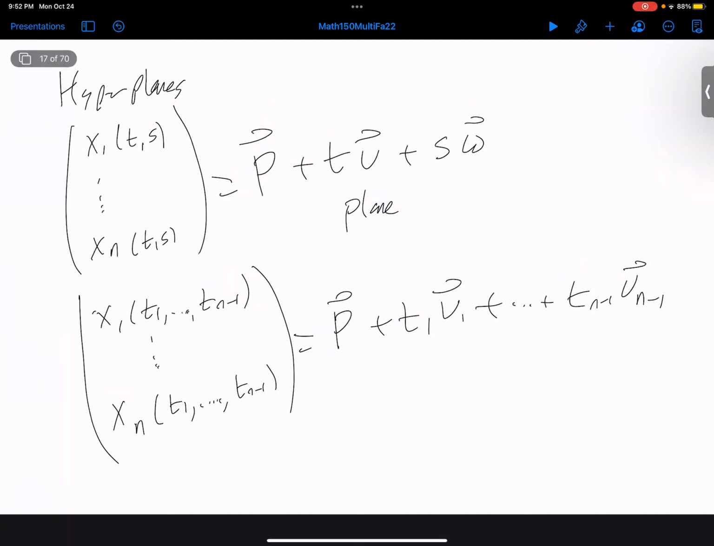I can just write it as, if I have two variables, I could call it x1 of my variables t, s, all the way up to xn of t, s. And of course, a hyperplane would just be a higher dimensional plane in the space. So if I had a hyperplane, I could have maybe n-1 parameters.